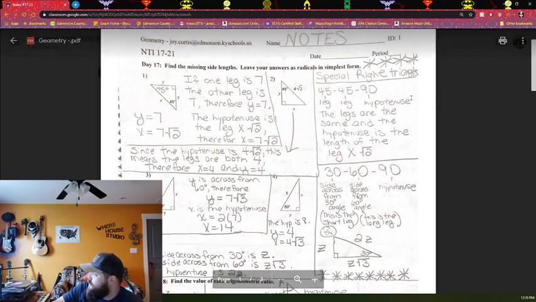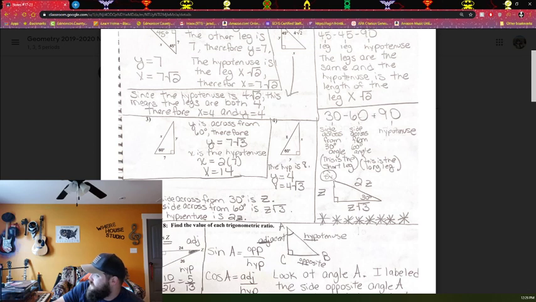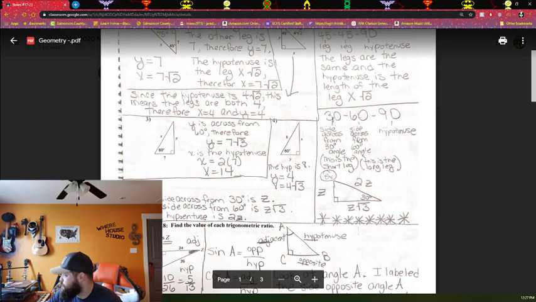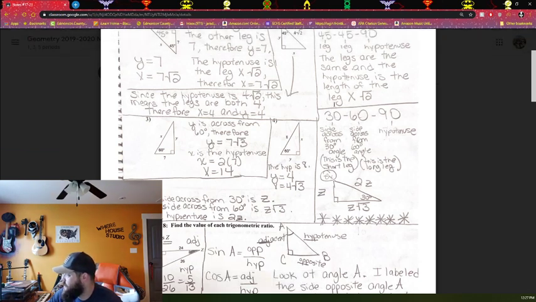Now, moving on to 30, 60, 90 triangles. It's a little bit more involved, but it's still not difficult. You just have to remember a couple of simple rules. On a 30, 60, 90, we know that all triangles have to add up to 180 degrees of interior angles, so 30, 60, 90 takes care of that rule. In a 30, 60, 90 triangle, these are the angles: 30, 60, 90.